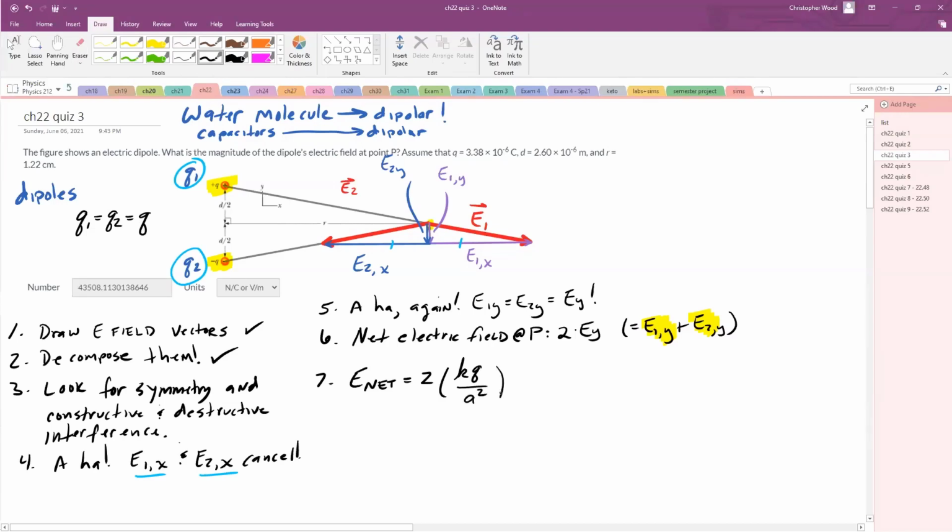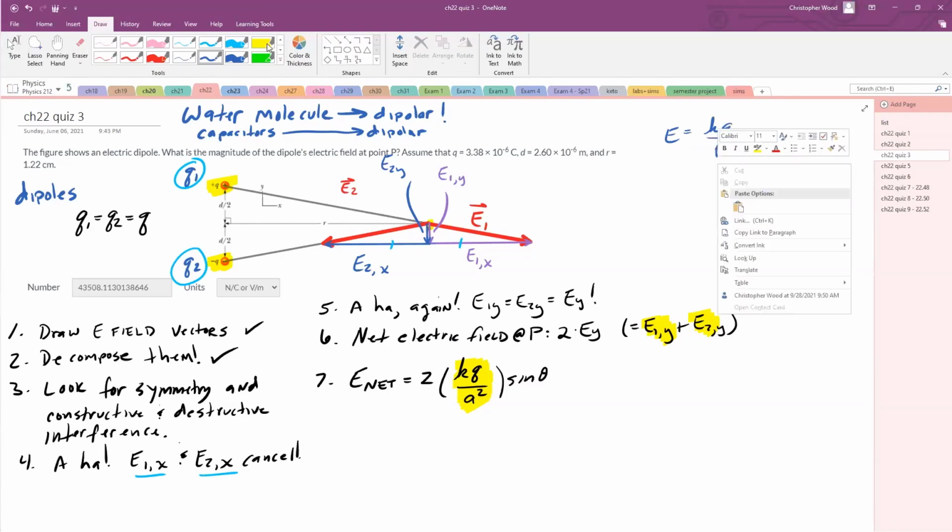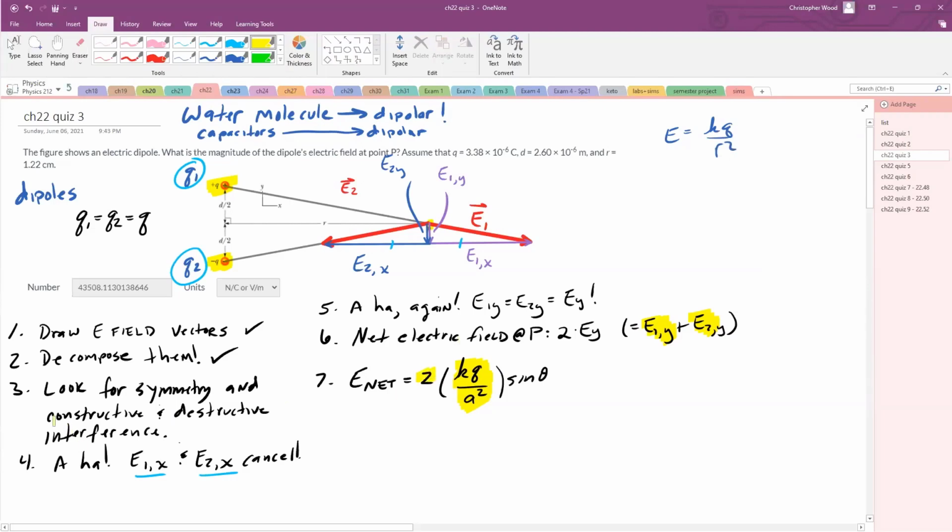And then I better take some angle, sine theta. I gotta grab the Y component. So let me back up and make sure I'm making sense. This is KQ over R squared, but instead of using R, I'm using A because the electric field is KQ over R squared. I'm multiplying by 2 because of constructive interference. Constructive interference means E1y and E2y are constructively working together. Sine theta captures the Y component.